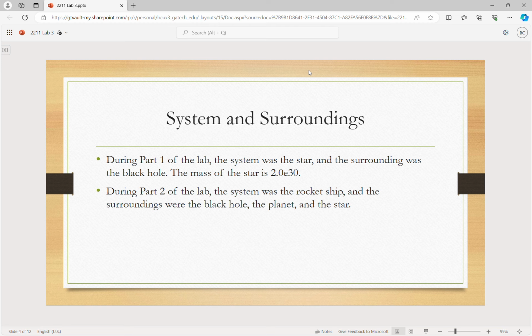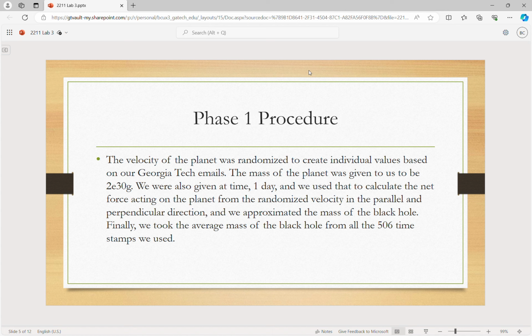Systems and surroundings. During part 1 of the lab, the system was a star, and the surrounding was a black hole. The mass of the star was 2 e to the 30th. During part 2 of the lab, the system was a rocket ship, and the surroundings were the black hole, the planet, and the star.